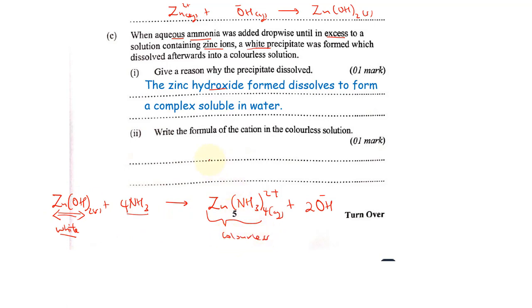Now they're asking for the formula of the cation in the colorless solution. This is the formula of the cation in the colorless solution. Let me know, what do you think could be the name of this cation?